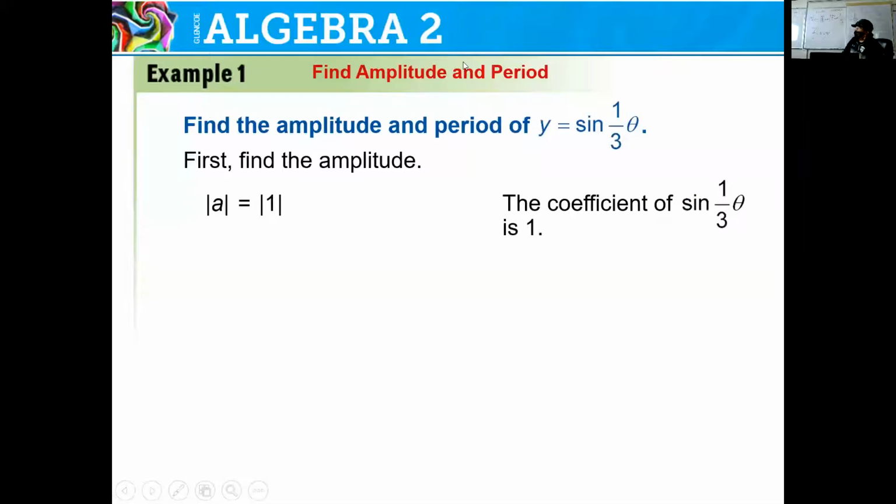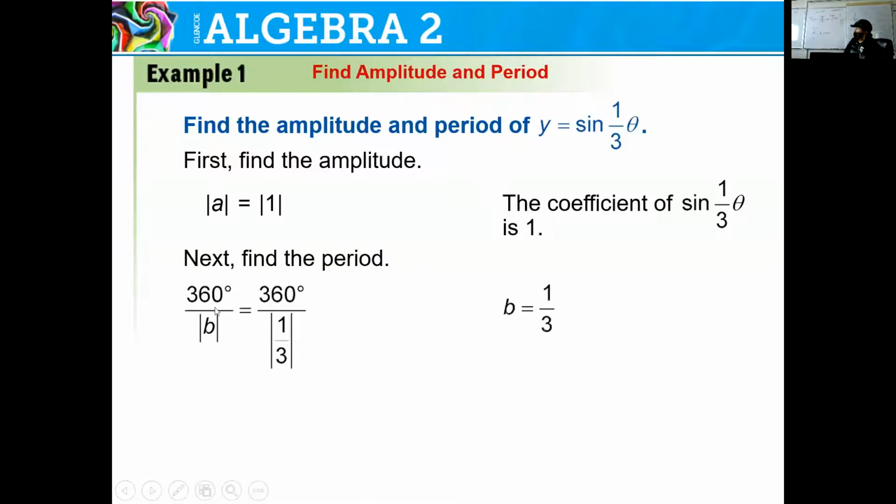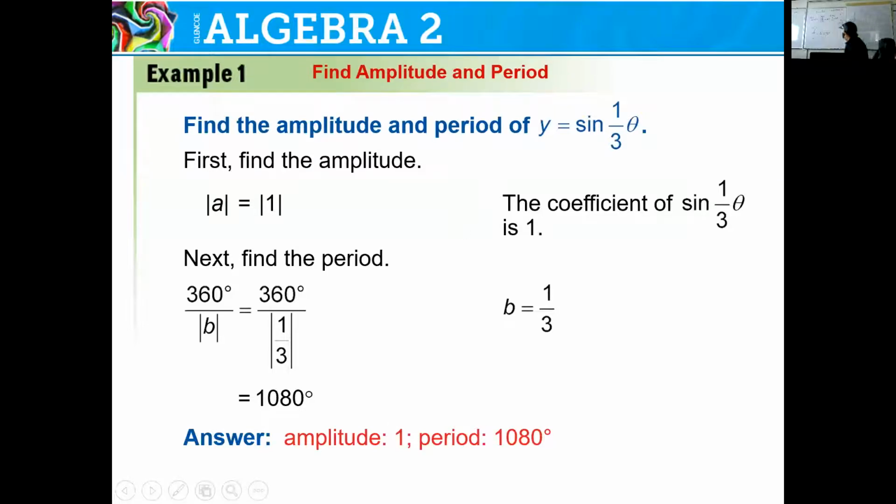So first, find the amplitude. It's the absolute value of A equals the absolute value of 1. So it is 1. Period. Take 360 divided by the absolute value of B. Our value of 1/3 is for B. So that's 1080. So the amplitude is 1 and the period is 1080 or 1080 degrees. You'll find that if you have a fraction for B, the graph has been extended. Okay, the period's been lengthened. If you have a whole number for B, the graph has been compressed.